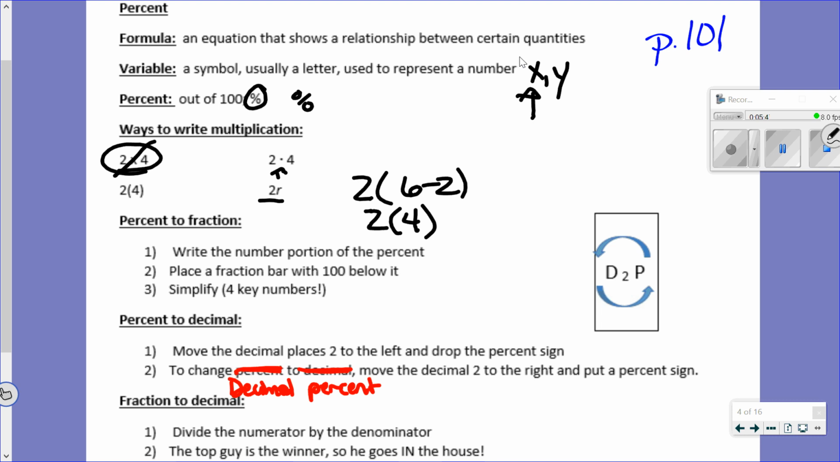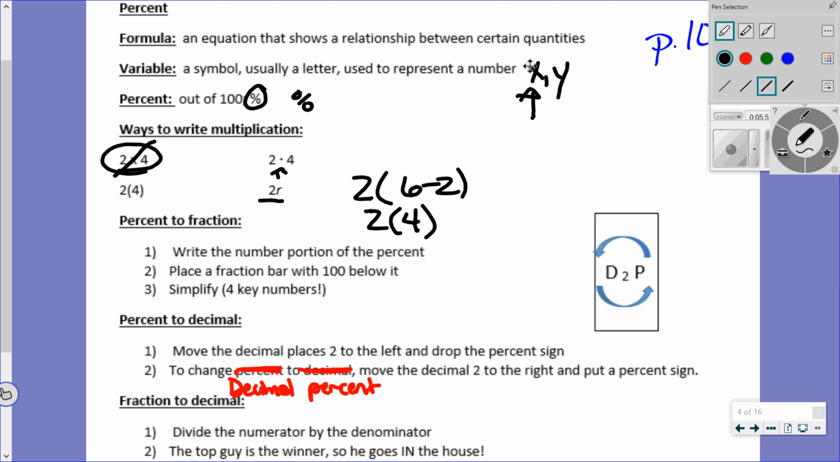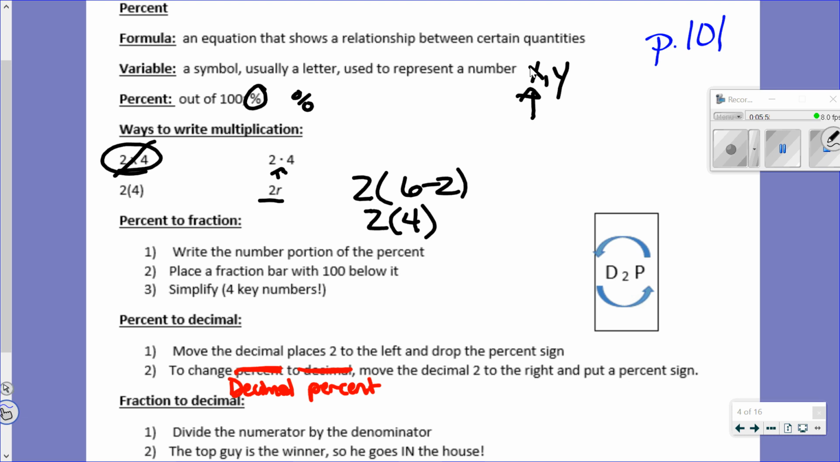Okay, the other big one we're going to do today is working with percent and moving it into fractions and decimals, basically back and forth between all 3 of those. So percent to fraction is going to be one of your easier ones because percent, by definition, tells me I can put it in fraction form.